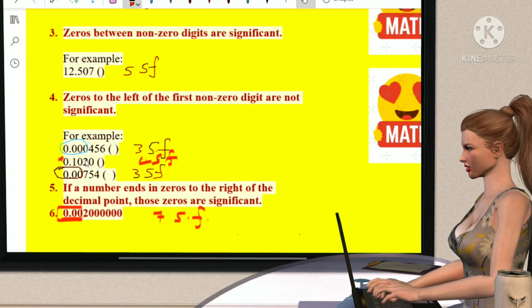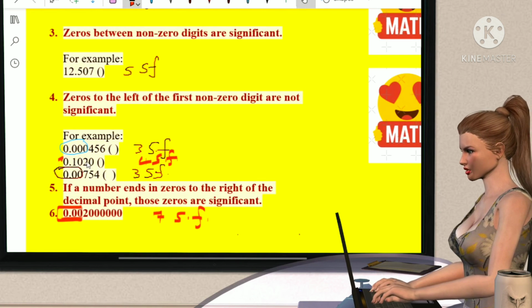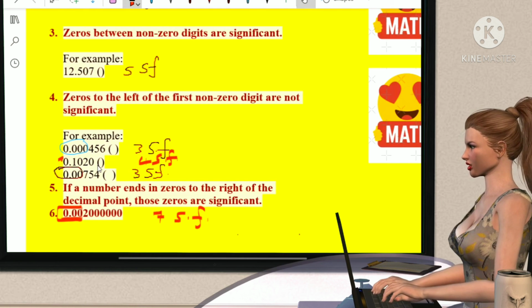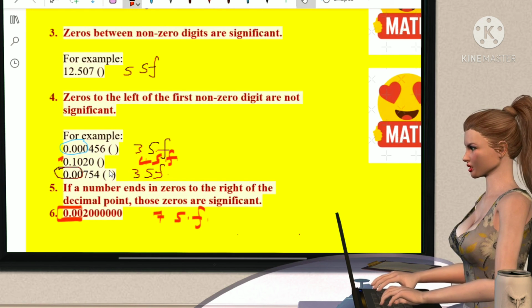The 1, the 0 between the 1 and the 2, and the 0 that comes after the 2 because of the decimal point here. Very important that we pay keen attention to these pieces of information here.